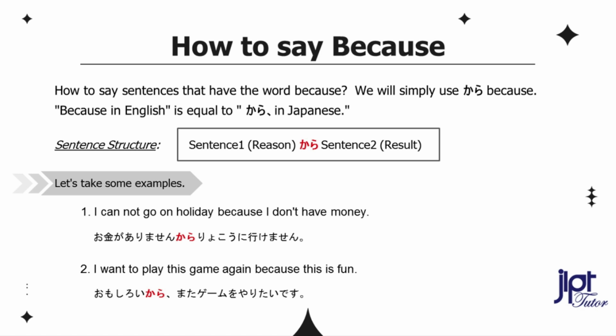How to say because. How to say sentences that have the word because. We simply use kara, because. Because in English is equal to kara in Japanese. If you want to say that something is the reason for something, you will use kara in the sentence. These types of sentences are basically a mesh of 2 sentences. The first one illustrates what is happening, and the second one tells us the reason, and we connect both of them with kara. Let's have a look at examples to better understand.